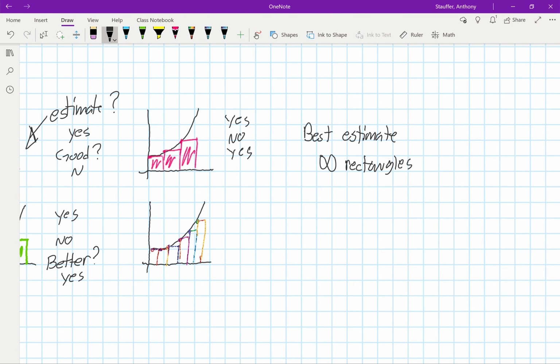Now we're going to get to the mathematics of this. I just kind of wanted to set this piece up first. In the next lesson, we're going to look at how I take this idea and put it into mathematics to actually come up with an exact answer.